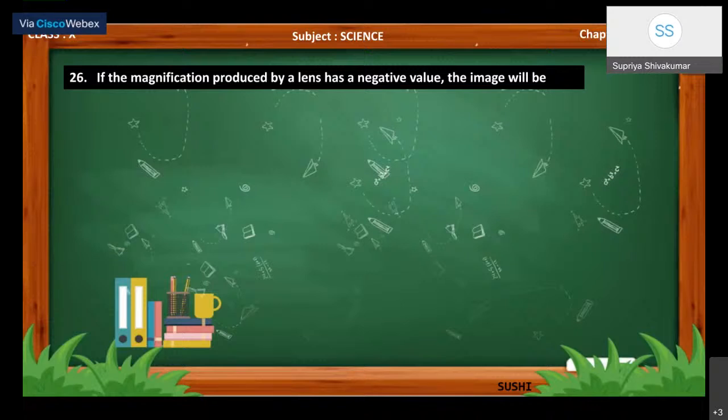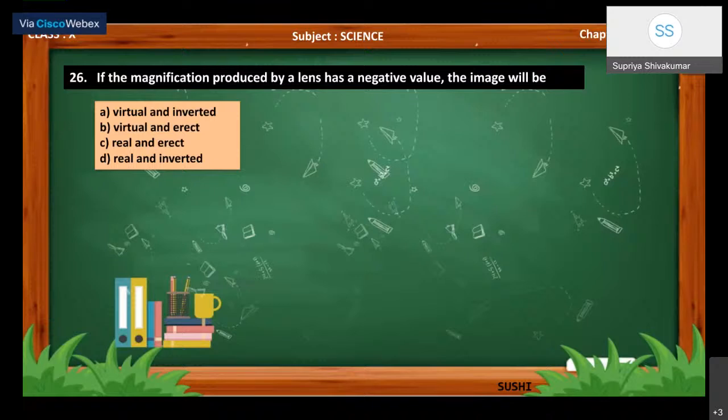If the magnification produced by a lens has a negative value, the image will be... Virtual and direct, ma'am. Real and inverted, ma'am. No, I have put an option, so don't just tell me the answer. I want you to give me a justification.